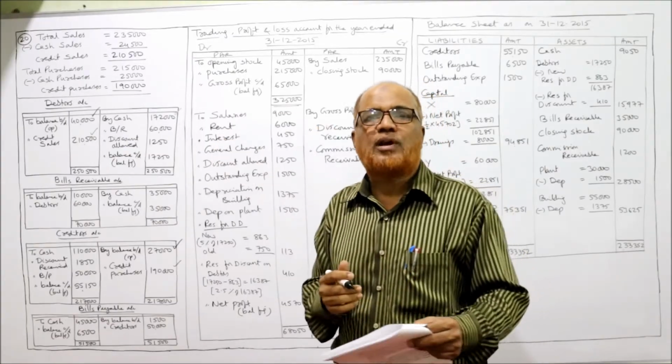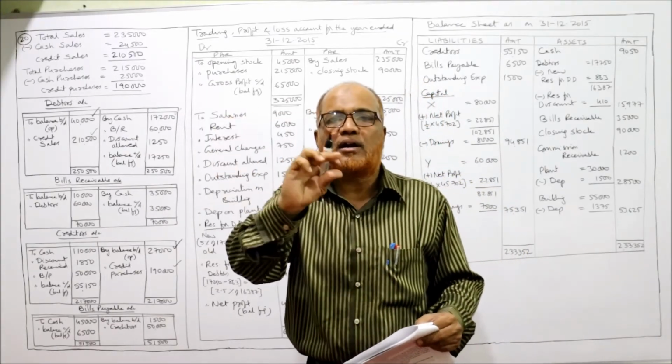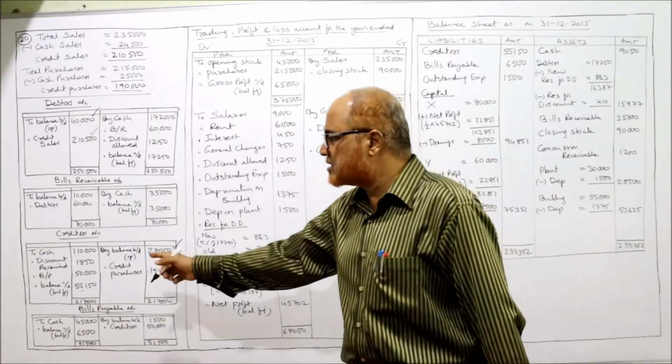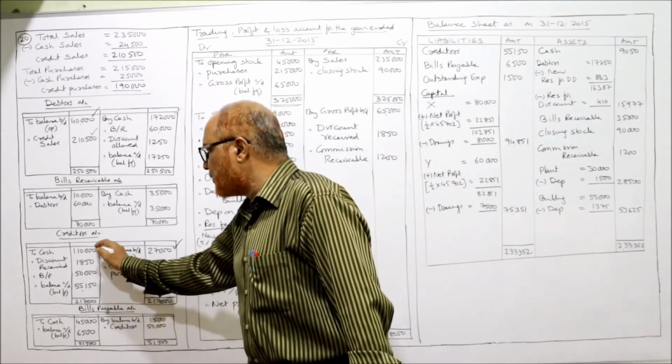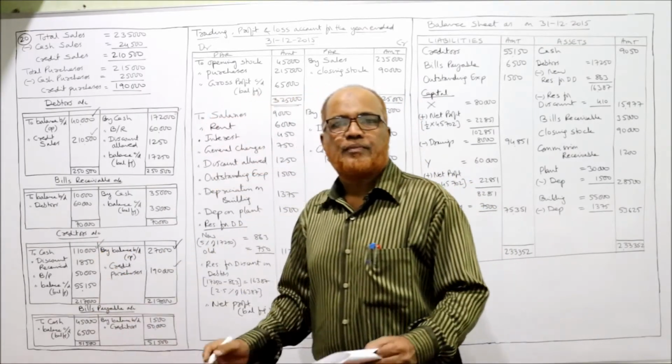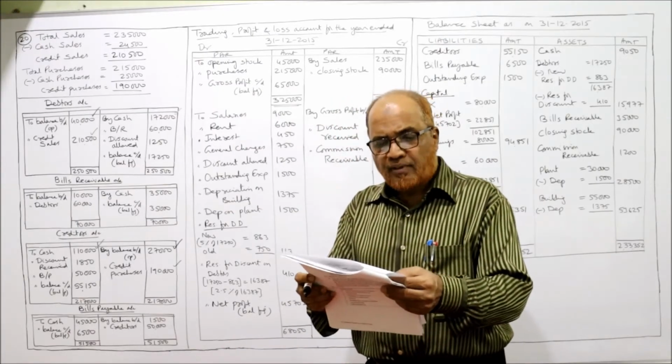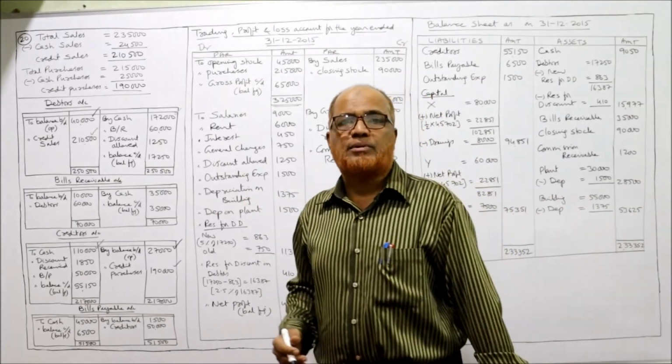Similarly, cash paid to creditors. Creditors account debtor to cash. So creditors account should be debited to cash 1,10,000. Right?